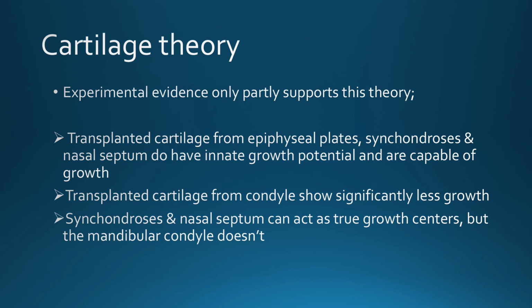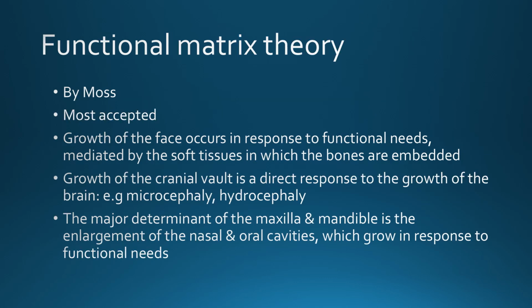So this theory, the second one, as we said, is supported to a certain extent by some evidence. It says that cartilage has some innate capacity for growth, and when it was transplanted, some cartilage did show that capacity for independent growth, like the epiphyseal plates, and to some extent the synchondrosis and the nasal septum. However, the condylar cartilage shows much less capacity for independent growth. So now we speak of the condyle as just a growth site, whereas the synchondrosis and nasal septum can act as true growth centers. The functional matrix theory is the most acceptable one, the closest one to the truth.